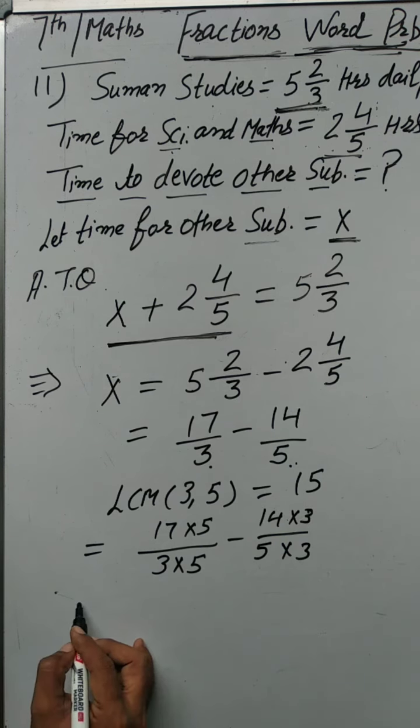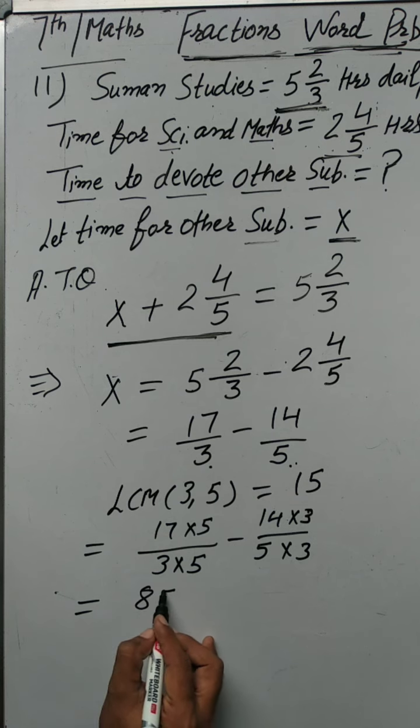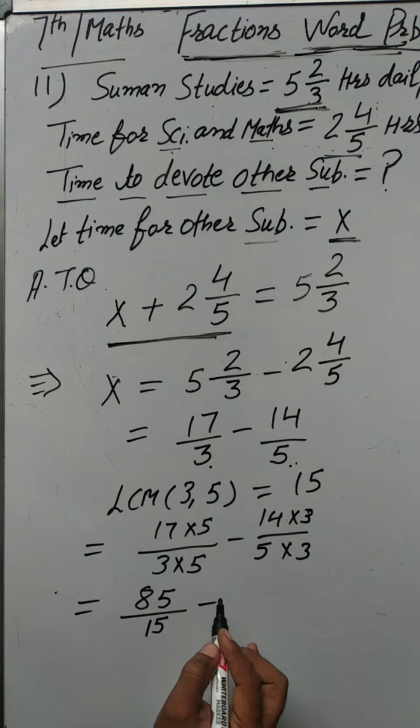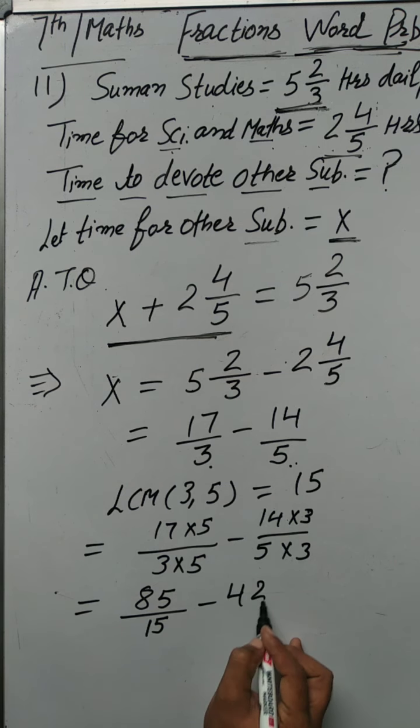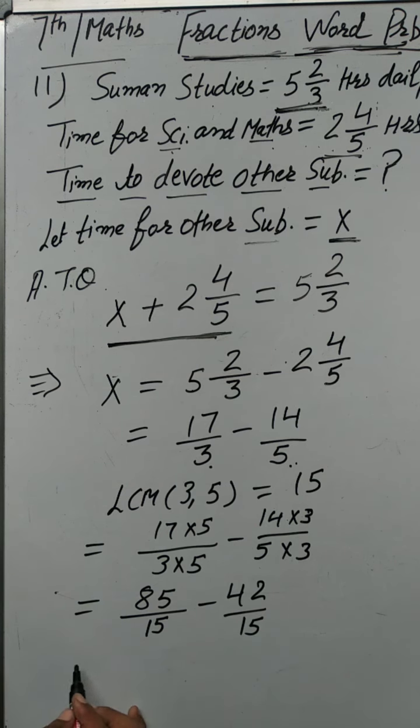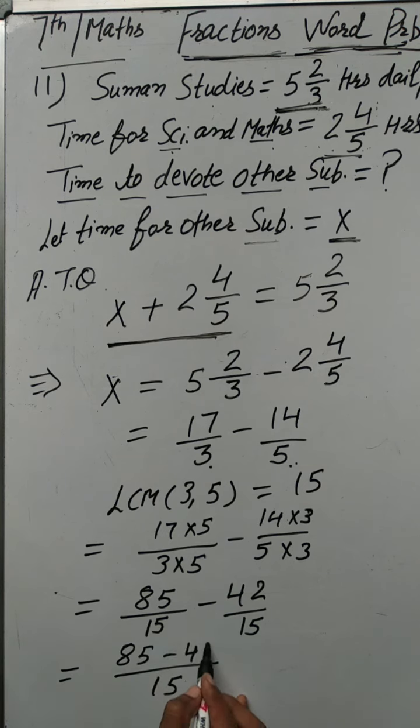Okay, beta. Now 17 5s are 85 upon 15. 14 3s are 42 upon 15. Understood, beta? Now denominators are equal. 15, 85 minus 42. And 85 minus 42 is equal to, beta, 43. It becomes 43 upon 15. This means that is the time given by her to the other subject.